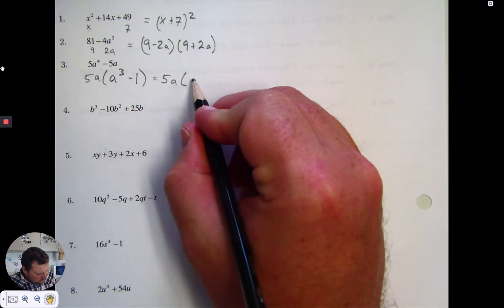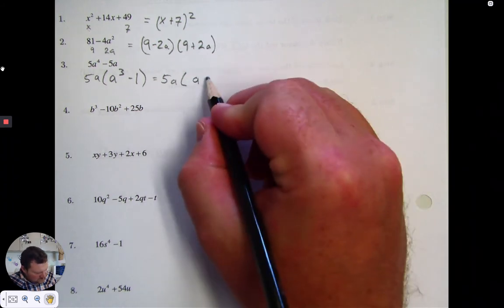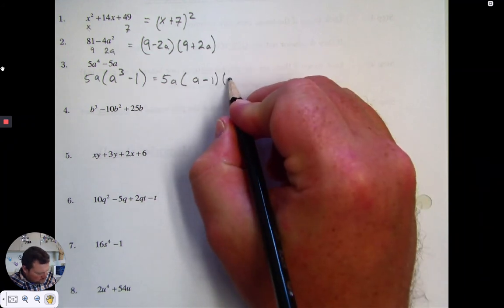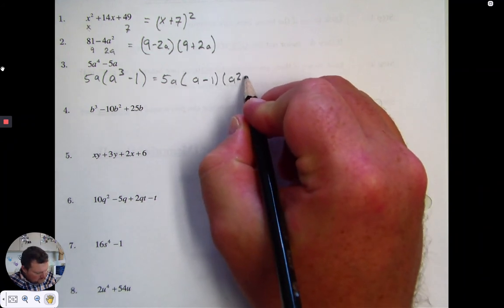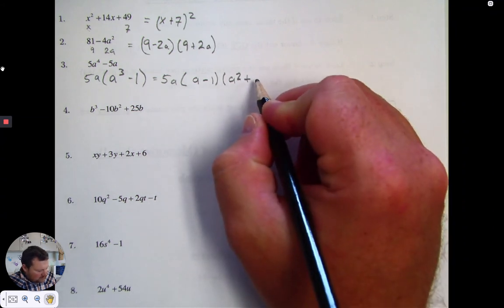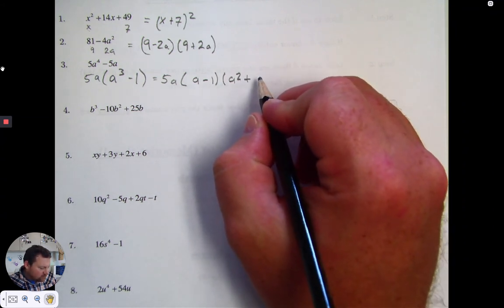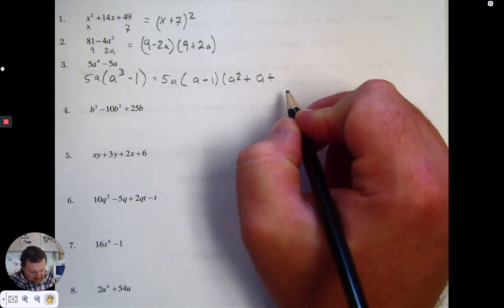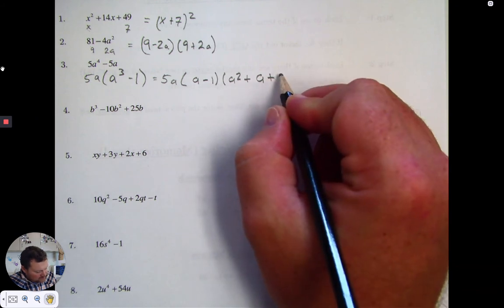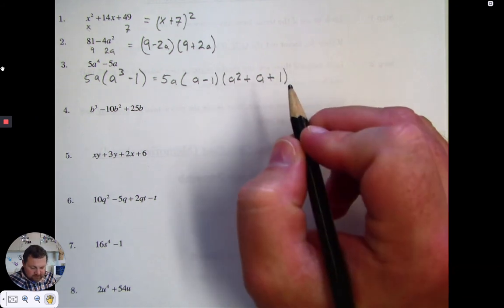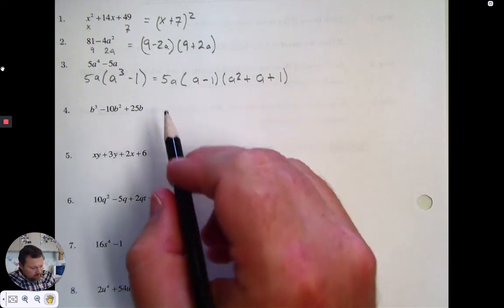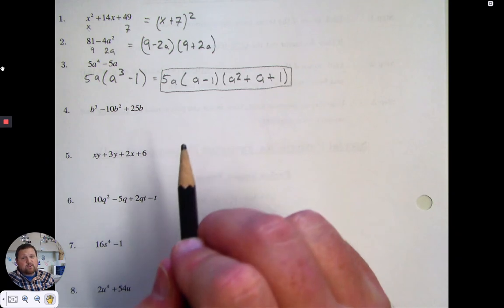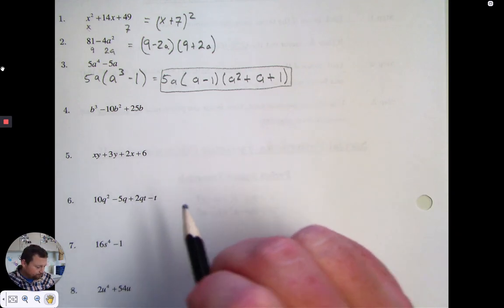This is going to be our first term, the cube root, which is a, minus 1, times the first term squared, which is going to be a squared, plus a times b, which would just be the first term times the second term, which is a times 1, which is a, and then plus our b squared, or our second term squared, which 1 times 1 is just 1. So our final answer is this whole thing: 5a times a minus 1 times a squared plus a plus 1.